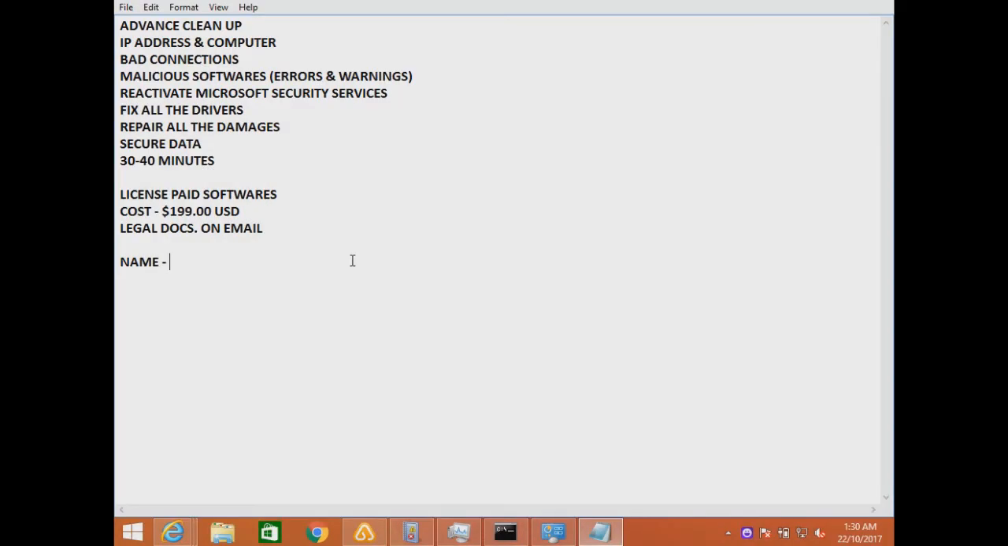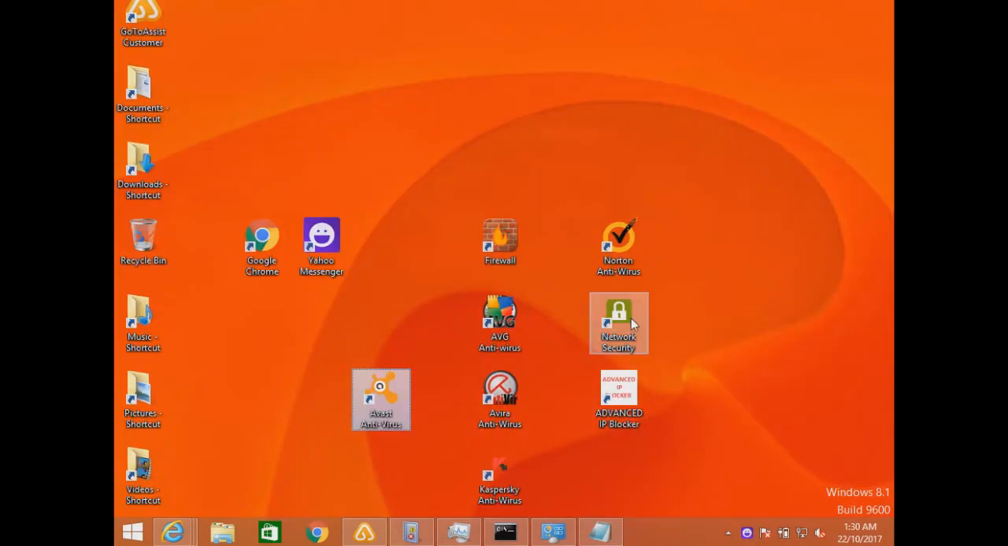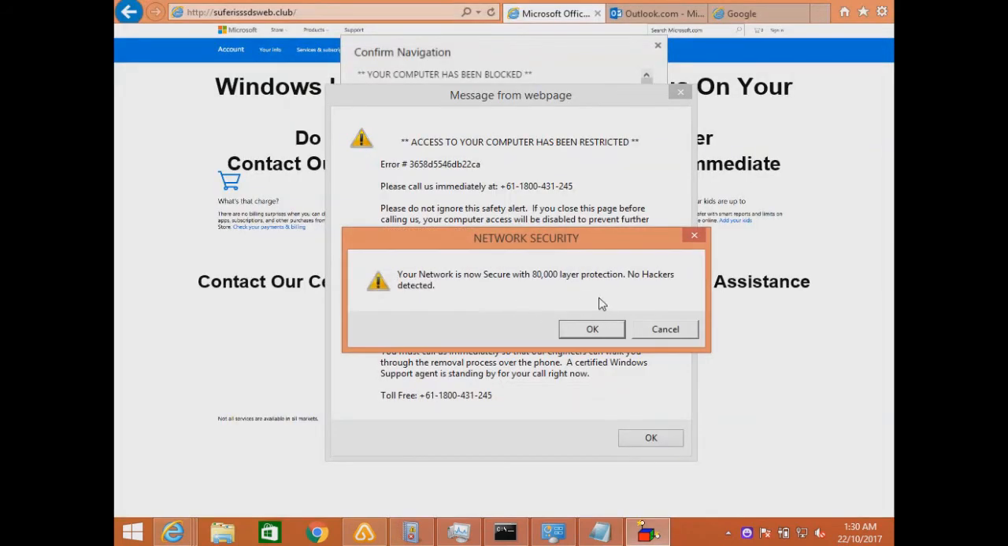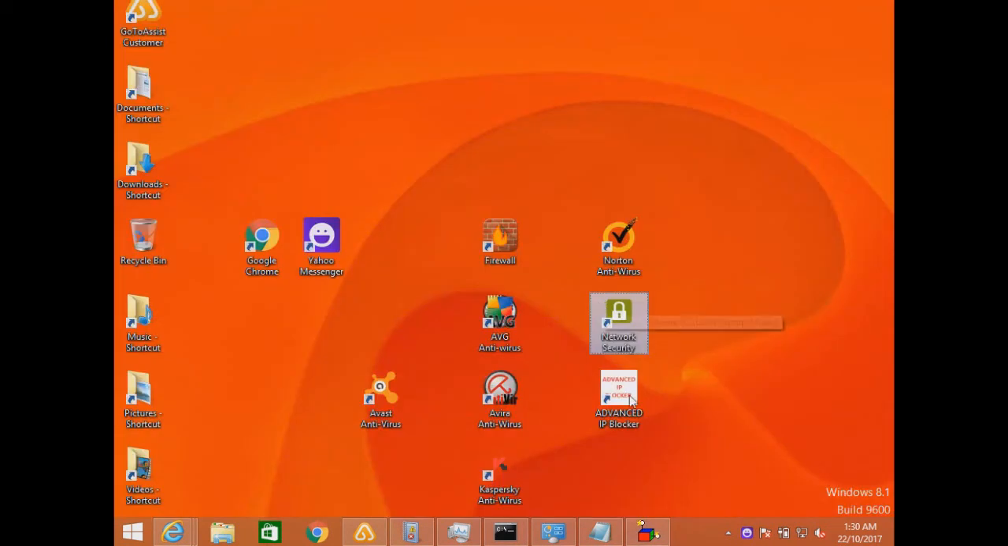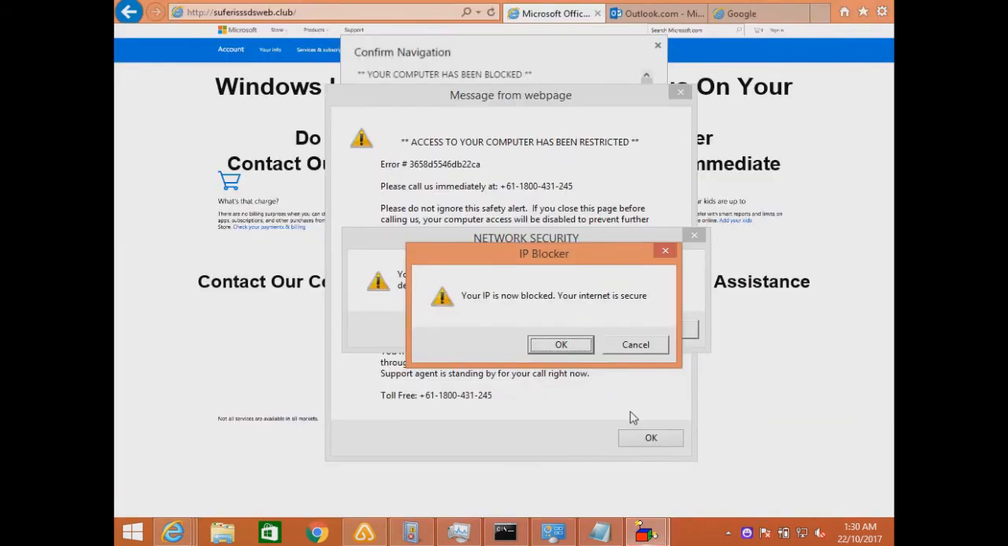Okay, which software, sir? I've got network security, and I've got advanced IP blocker as well. Are they any good? And who provided those securities? I paid for them. Is it the first time that you are getting this problem, or did you receive it before as well? What do you mean, what problem?